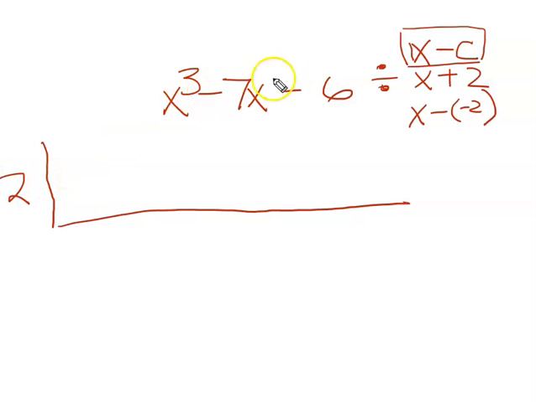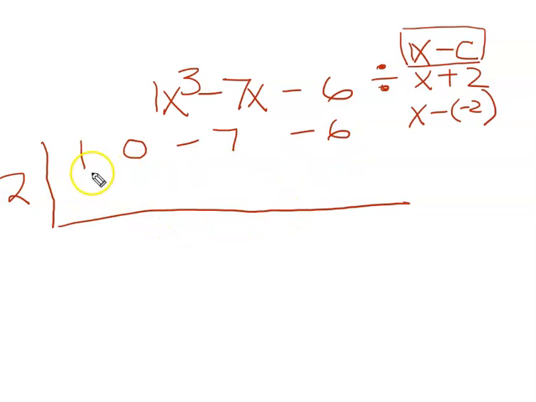Now, we just want the coefficients of these variables. The coefficient of this, x to the third, is 1, so we put a 1 there. Notice there is no x to the second power, so we have to put a 0 there to occupy that x to the second power's position. And then we have a negative 7, and then we have a negative 6.